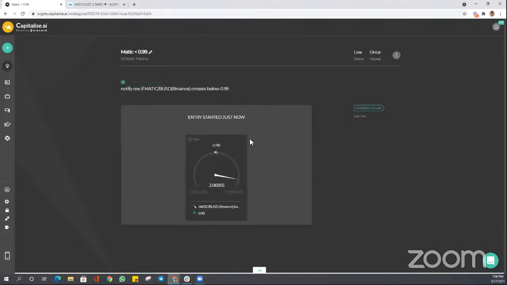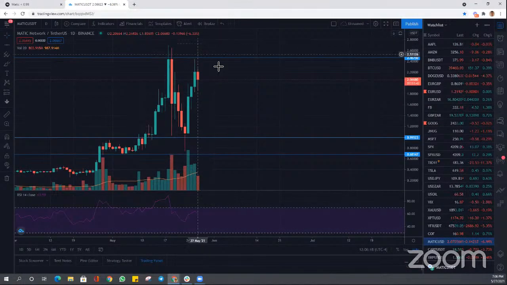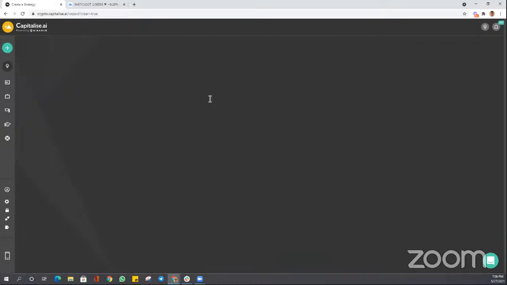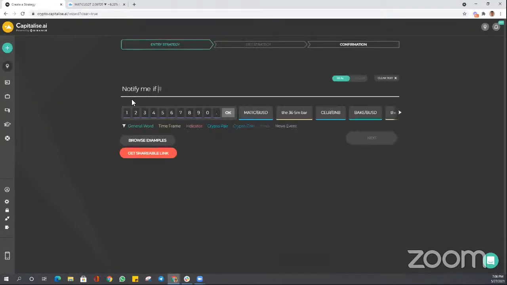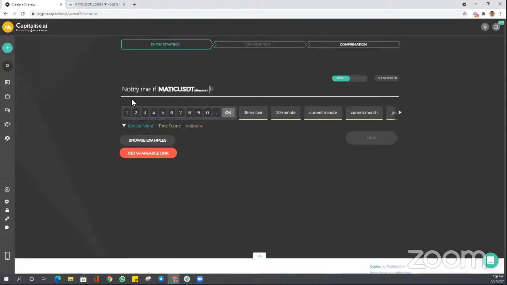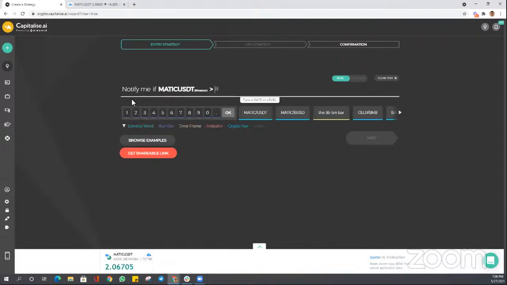While this is running, I also want to monitor the top, the resistance line here. So we'll go at about 2.5. We'll want to know. So notify me if Matic, and we'll use USDT, crosses above 2.5, we said.